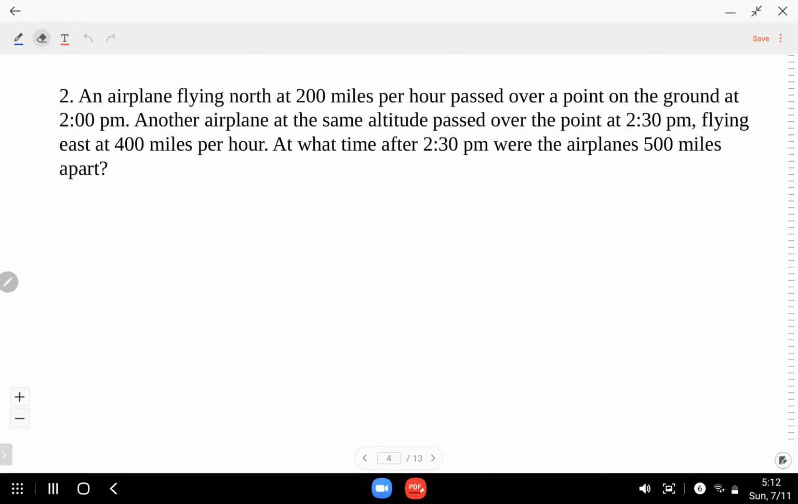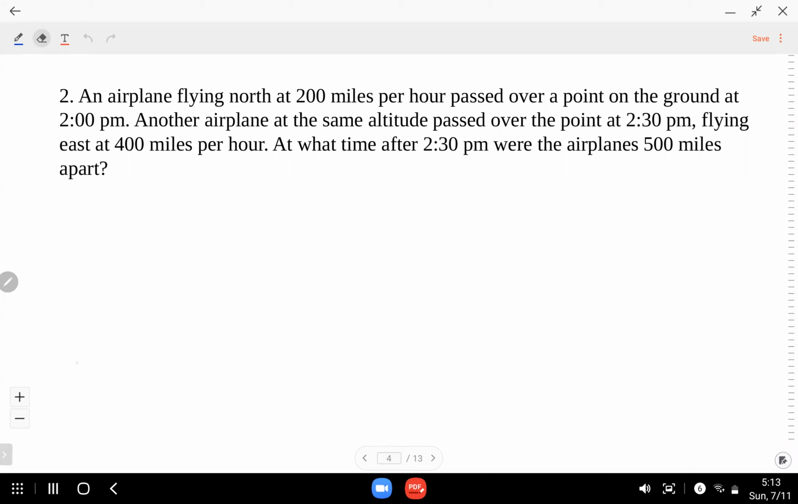So, an airplane flying north at 200 miles per hour passed over a point on the ground at 2 p.m. And don't start solving it now. Draw a diagram to help you understand better. All right, and another airplane flying at the same altitude passed over the point at 2:30 p.m., flying east at 200 miles per hour.